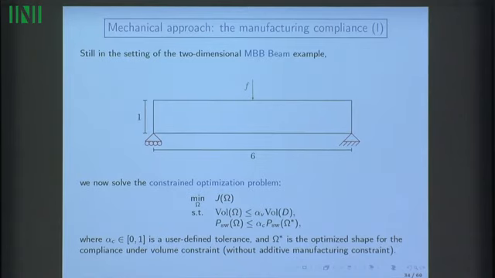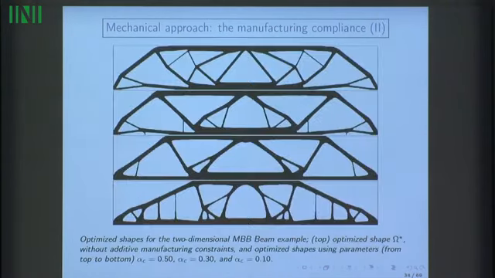And so here are some examples. I'm still considering the same example as before. So this MBB beam which is clamped here, and I'm applying a traction load on the upper part over there. And I'm now considering the constrained problem of minimizing the structural compliance of the shape under a volume constraint, and by adding my new constraint functional, which is aimed at removing overhang features on the shapes. So here is what it gave.